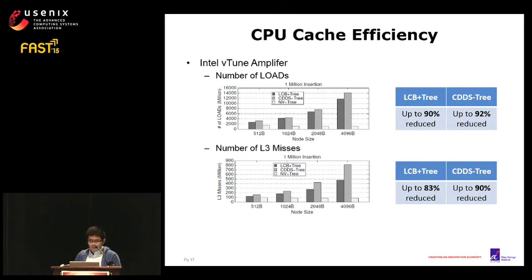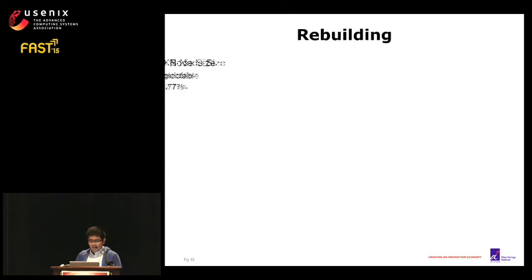observe 83% reduction compared to B+Tree and 90% compared to CDDS-tree. Such result proves the high CPU efficiency of NVTree.